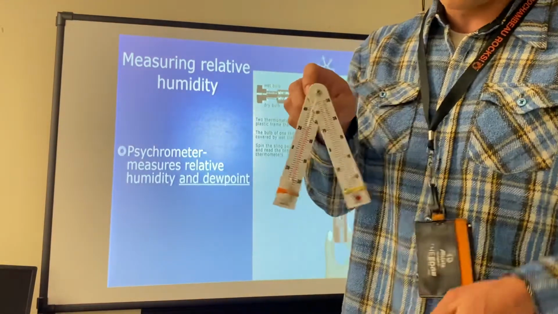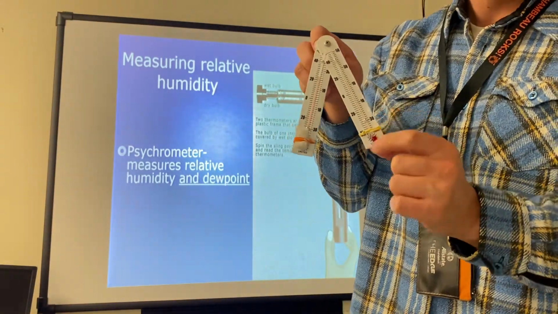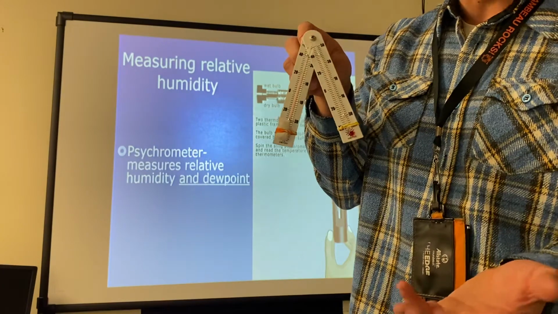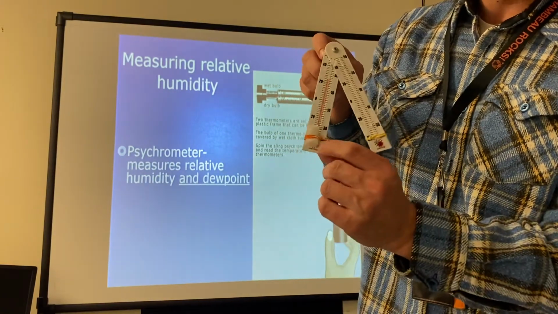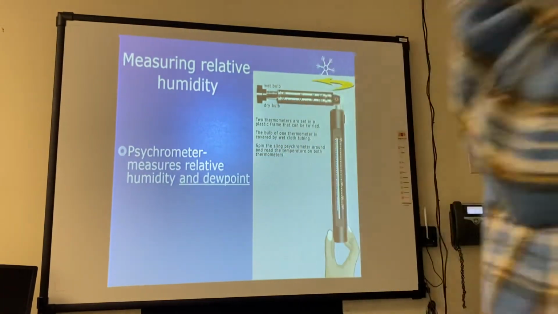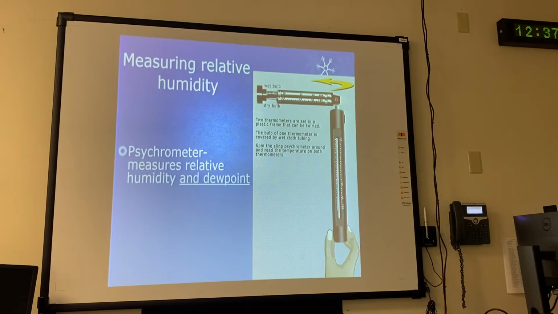So we have the two thermometers. We call this the dry bulb because this is just a bulb of glass that is dry. And this bulb here is covered with a wick, it's called. And all we do is get that wick wet. So I'm getting that wick wet.